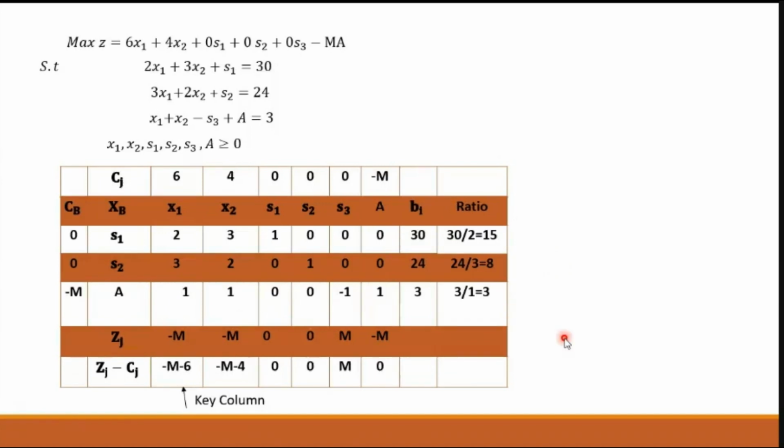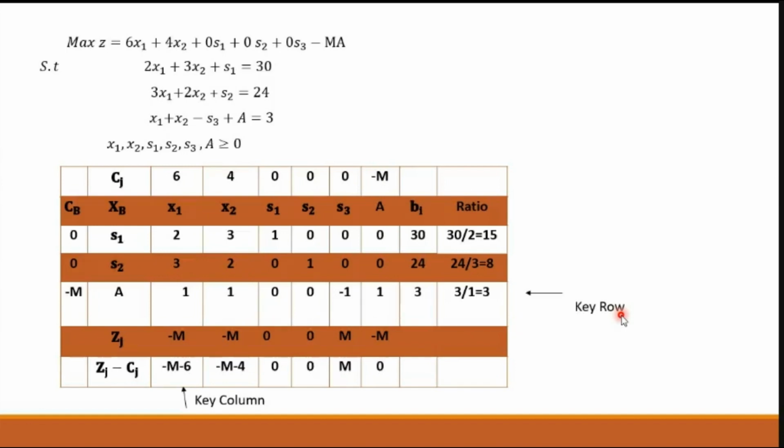How do we choose the key row? The minimum ratio, whichever ratio is minimum, that row will become the key row. Okay, so among 15, 8 and 3, we know that 3 is the minimum value, so the third row will become the key row.